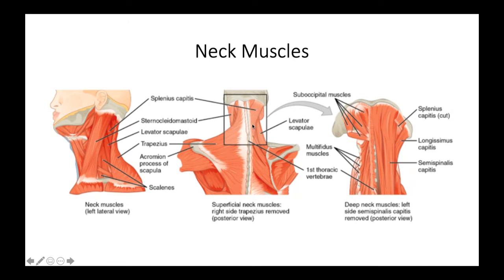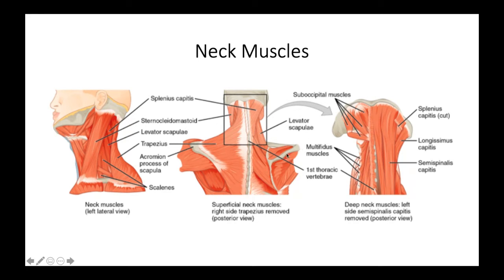With the trapezius dissected away, it allows us to see this muscle called the levator scapula. It is named by its action that it elevates the scapula. It originates on the transverse processes of C1, 2, 3, and 4, and inserts here on the superior angle of the scapula.